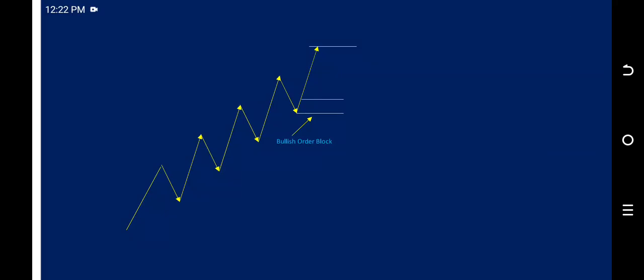Yeah, a lot of traders confuse mitigation blocks and breaker blocks. They enter too early, get stopped out, and then think ICT doesn't work. Today, I will show you how banks actually use these levels and how you can trade them with precision.